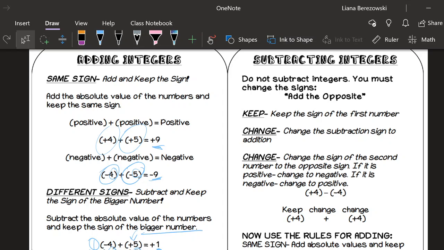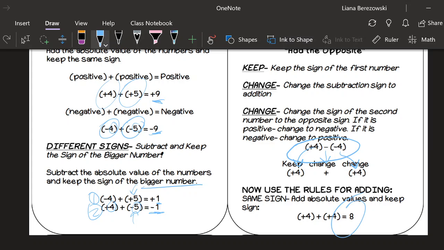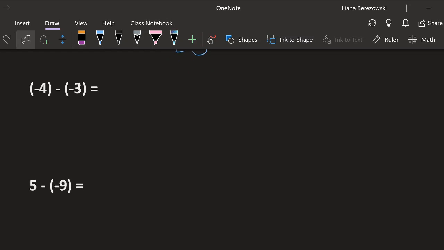So the example that they're giving us here is positive 4 minus negative 4. Positive 4 is our first number. It's going to stay exactly the same, so it's still positive 4. Our subtraction sign is changed to an addition sign. And then our negative 4, our second number here, the sign gets changed. So instead of a negative 4, it becomes positive 4. Now this problem goes from a double negative, positive 4 minus negative 4, to positive 4 plus positive 4. That's just the same thing as 4 plus 4, which is going to give you 8. So a lot easier to do in your head. Let's see the next two examples of that.